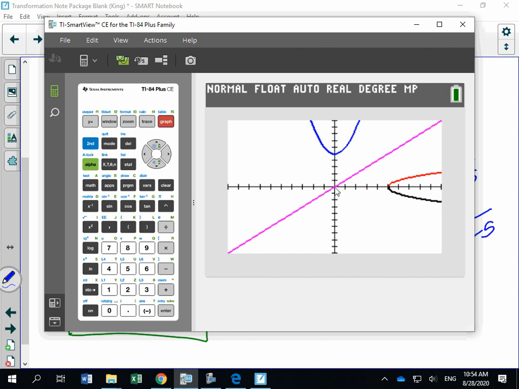And you could check, right? So the vertex of this parabola is 0, 5. This would be 5, 0, right? These are reflections of each other in the line y is equal to x. Now, my inverse though, this graph here is not a function. It fails the vertical line test.